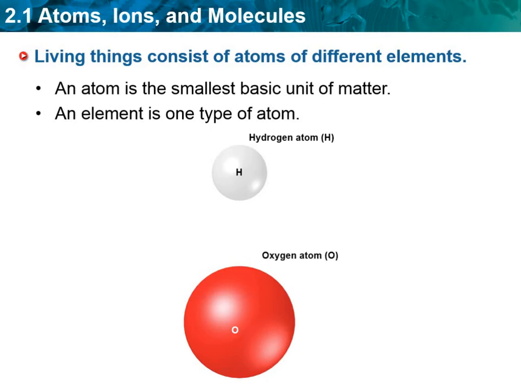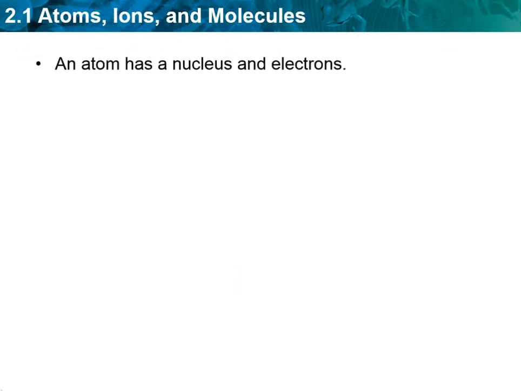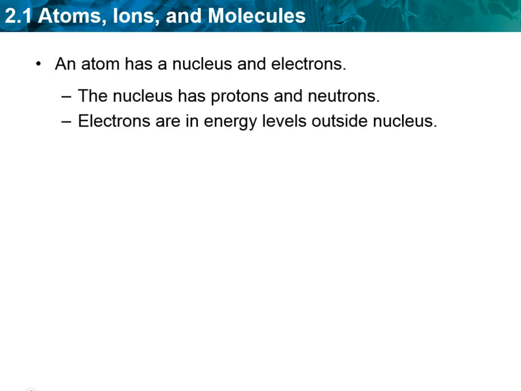So if we're talking about hydrogen or oxygen, those are all made up of hydrogen atoms or all made up of oxygen atoms. An atom has a nucleus and it has electrons. So within that nucleus you have protons and neutrons. So like I said, the nucleus has protons and neutrons.